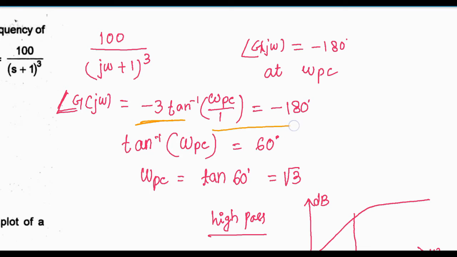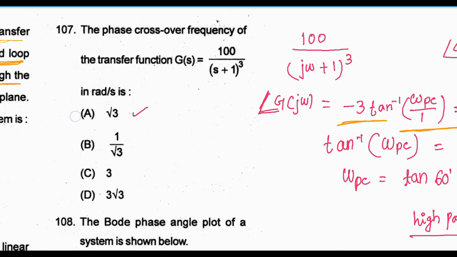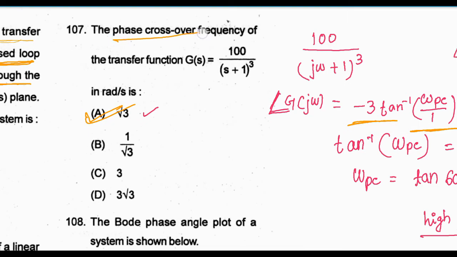Already I have explained this one. So here tan inverse of omega pc will be equal to 60 degree. Omega pc is equal to tan of 60 degree, which is equal to root 3. So here option A is the correct answer. This is asking for phase crossover frequency.